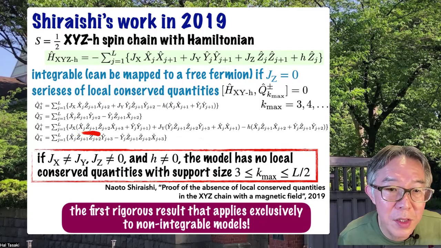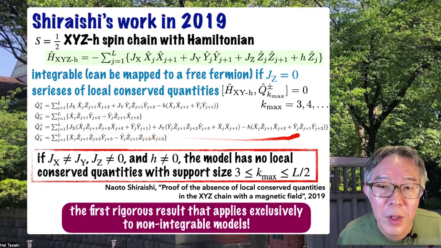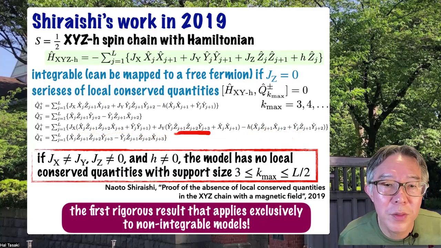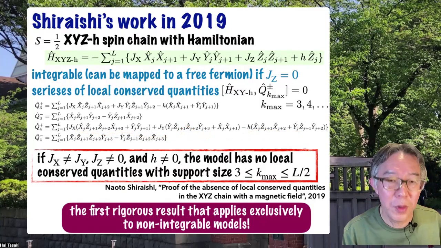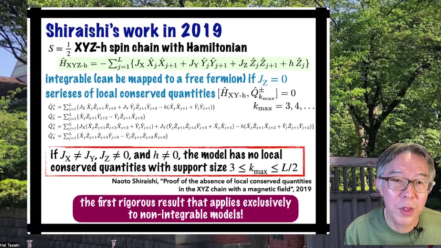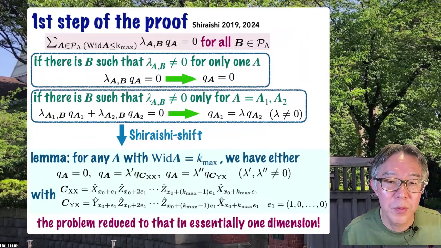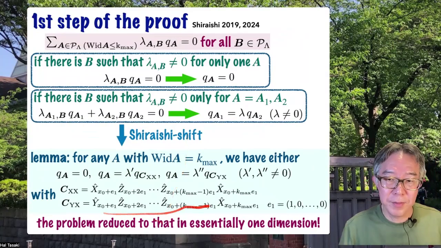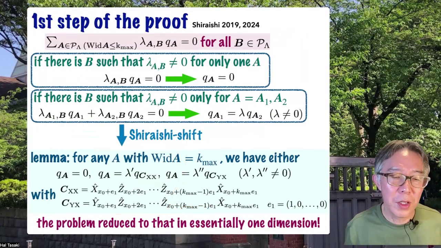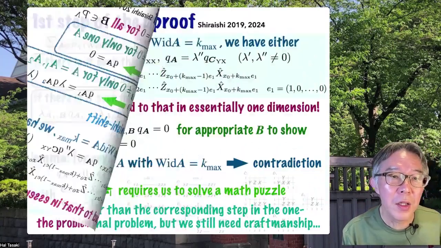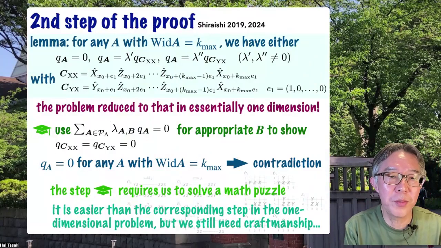Here you have X, Z, Z, Z, X or Y, Z. Anyway, this is very similar to this form of local conserved quantities that you have seen in the XY model. These are just operators aligned in one direction, so we can say that the problem reduces to essentially one dimension. And in the second step of the proof, we try to solve this one-dimensional puzzle.